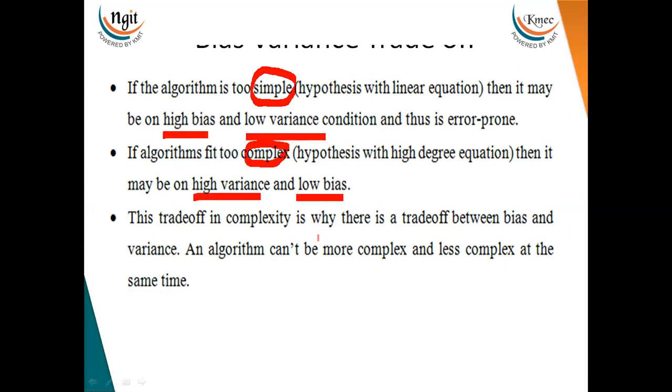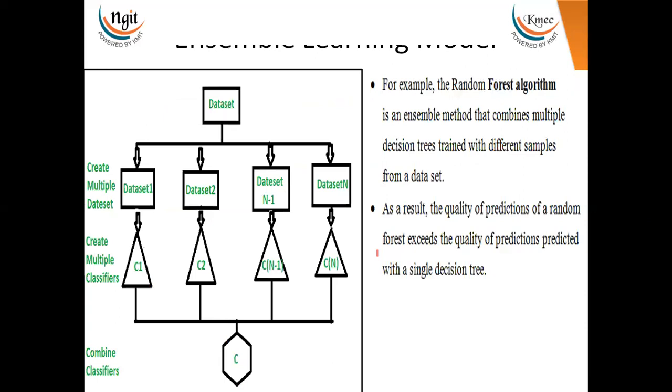At a time, your algorithm can't be both simple and complex. It means that at one time you can't have low bias and low variance. So this concept is known as the bias-variance trade-off. To overcome this trade-off, we prefer the option of ensemble learning.